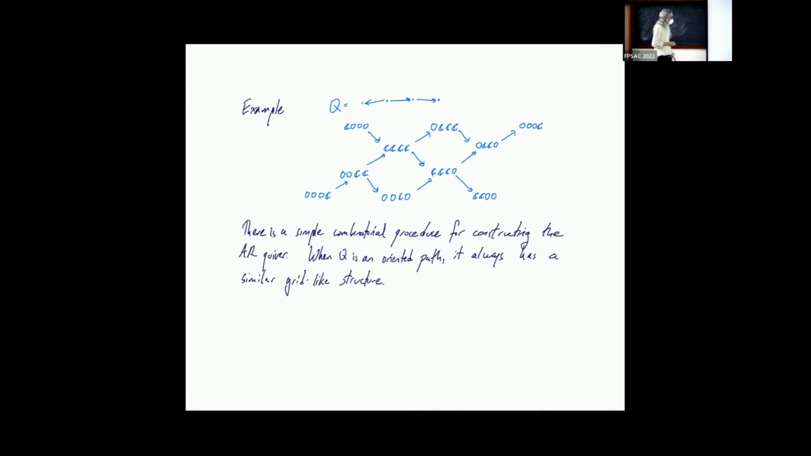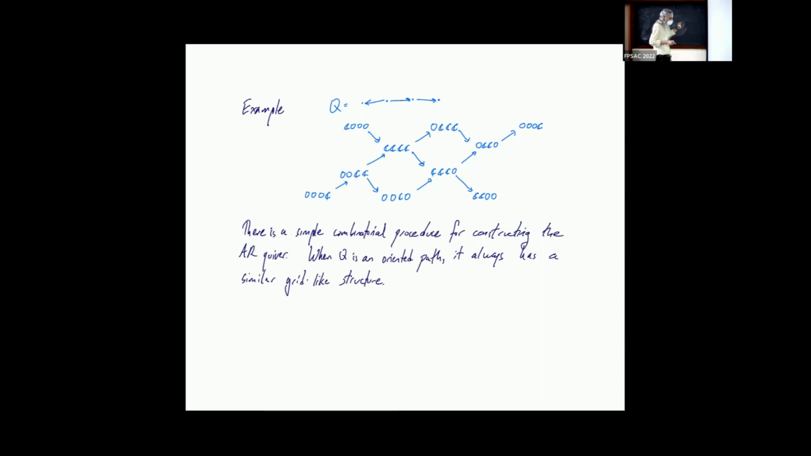There's a simple combinatorial procedure for constructing this quiver for a quiver Q. In fact, it's a lovely process. Anybody who is intrigued, I'm happy to explain it afterwards. This gives you a way just to write down the root system for E8, for example, because if you do this for E8, then you will see all the indecomposable representations for E8, which are in bijection with the positive roots.